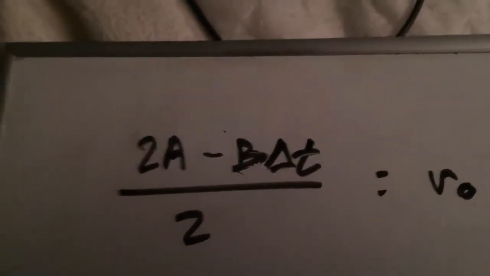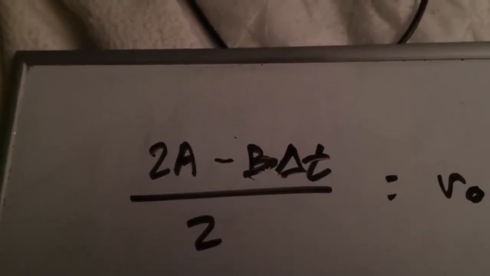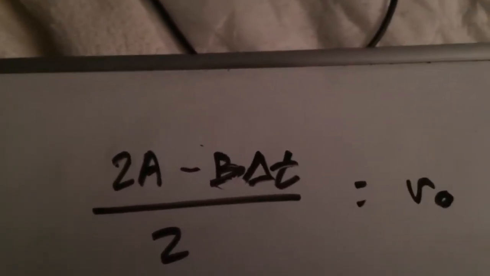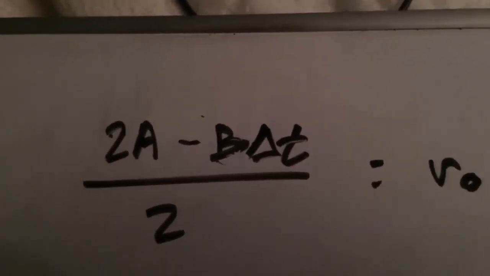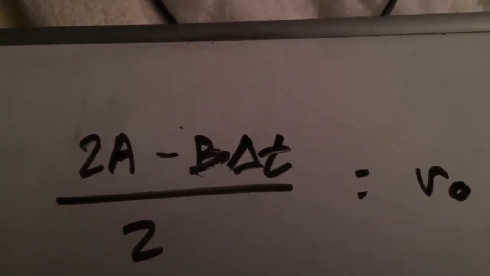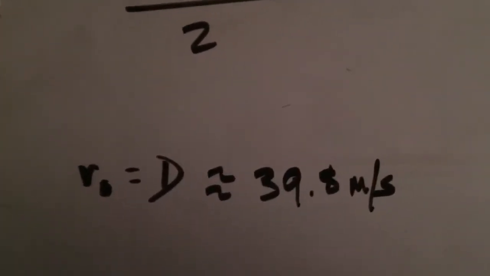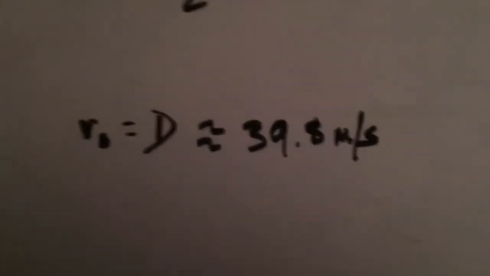We have rewritten this equation to minus the acceleration due to gravity. Therefore, we have minus a negative. Double negative means you add. So in our calculator, we will put 2A plus B times delta t, which is 0.7, divided by 2, and we get our initial velocity, which is this. I save that to the letter D in my calculator.